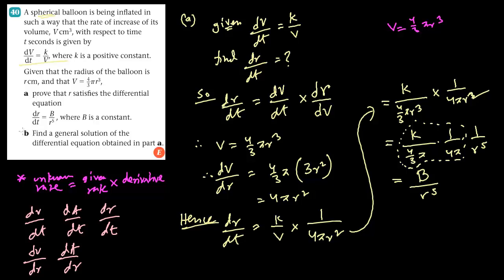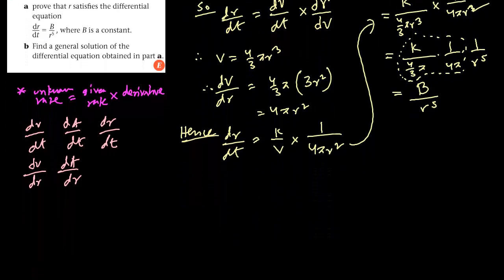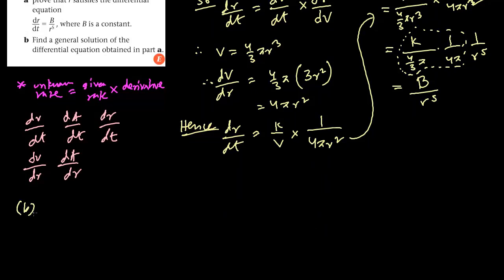Next, question number B is we have to solve this general solution that we found in part A. To find the general solution of a differential equation is to basically integrate, and we have to do this using the separable method. So let me define this first. A differential equation is any equation that has some sort of a derivative. So here we have dr by dt equals to some constant by r to the power 5. So this is a differential equation, and to integrate this we can find the solution of the differential equation.